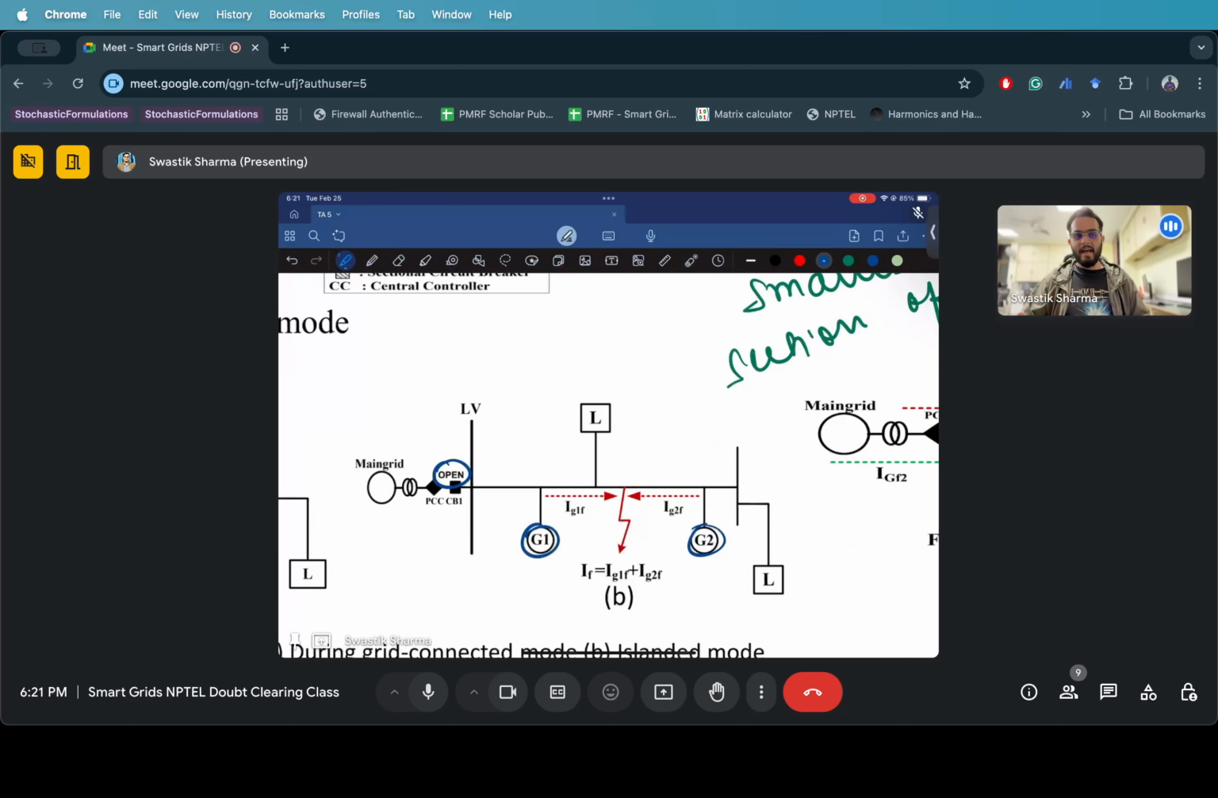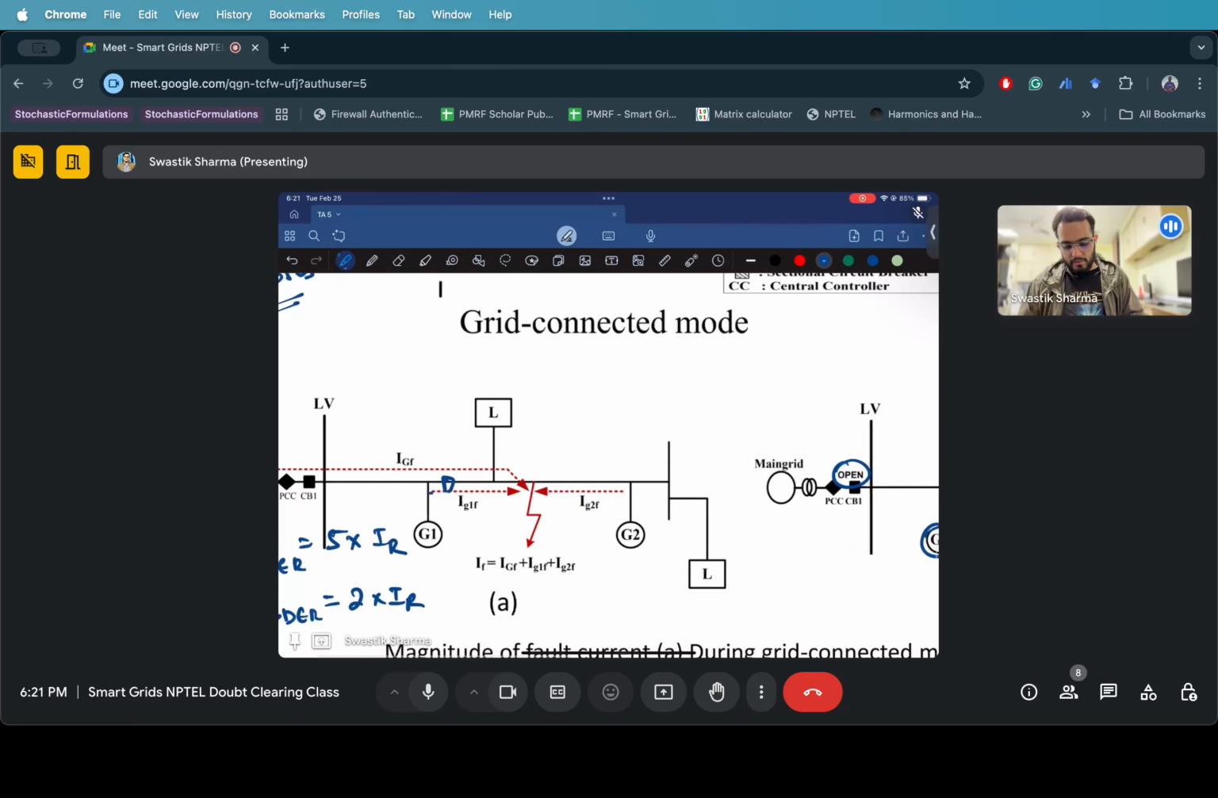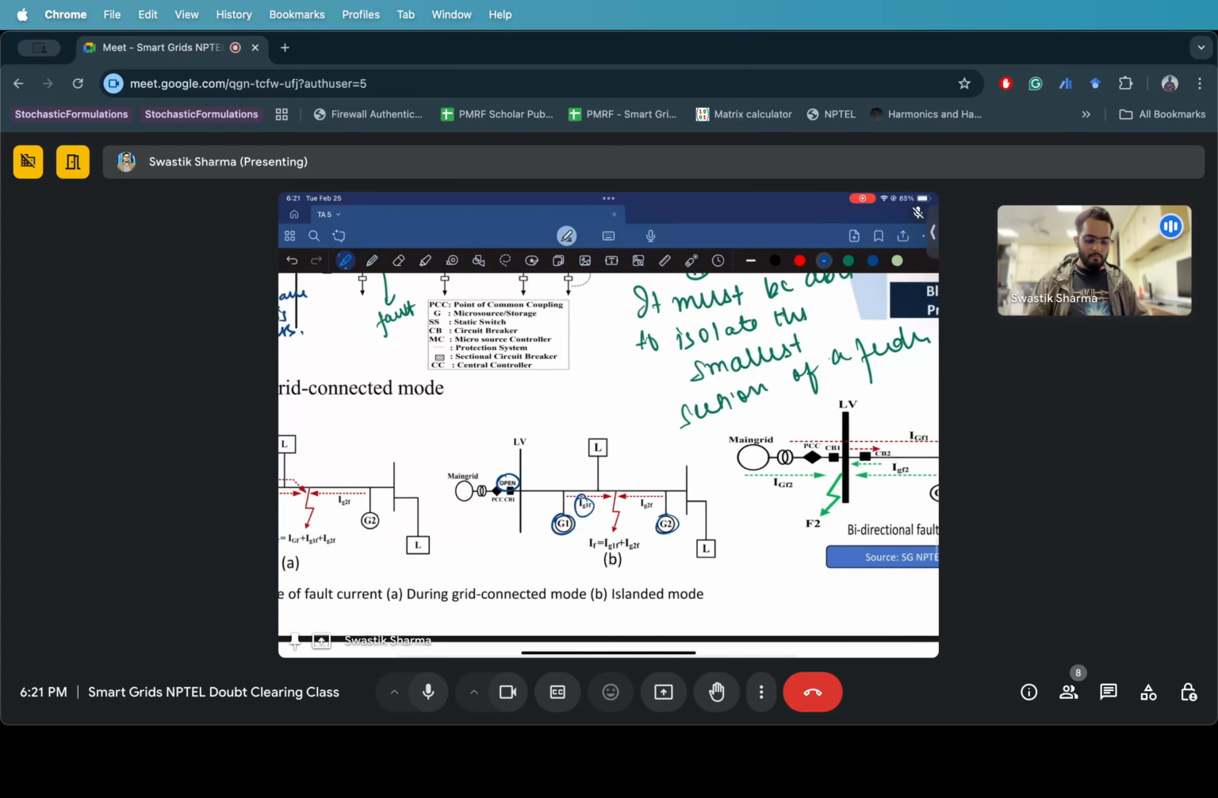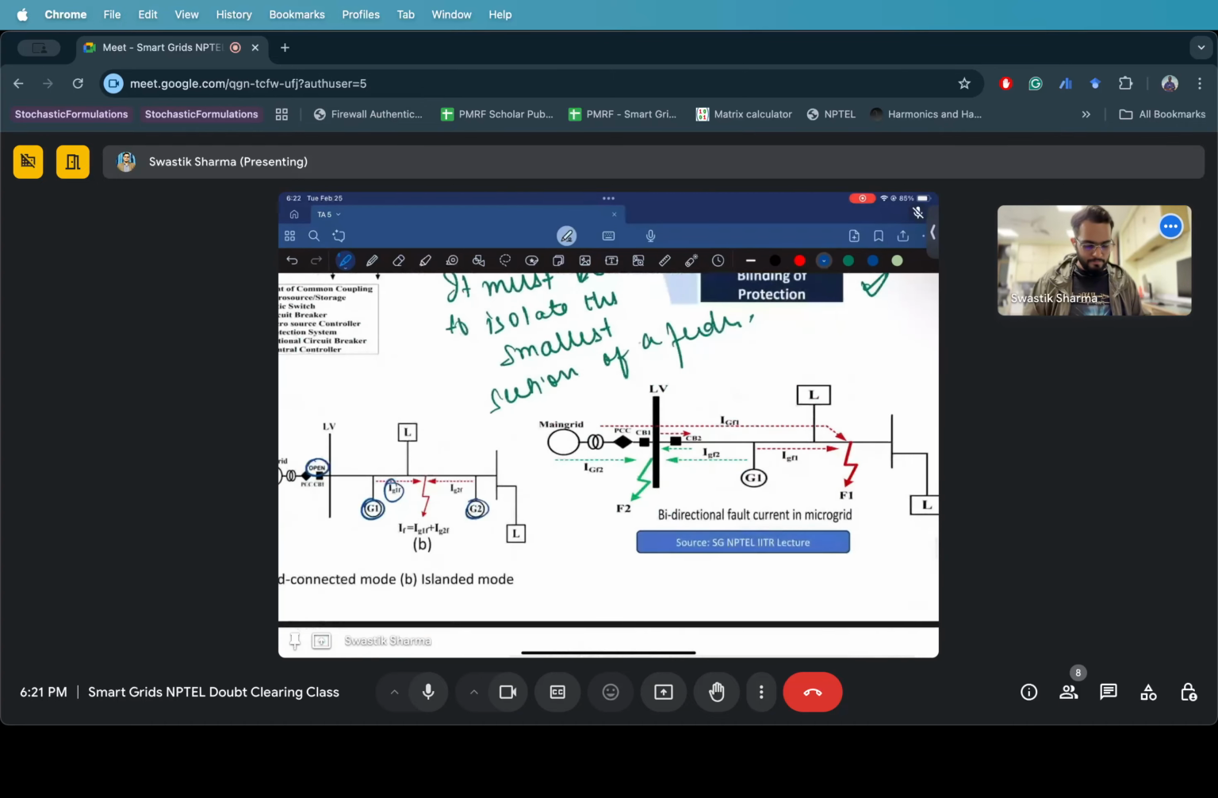That is why we discussed IDT, right? If there is some relay here, and it knows it's not connected to the main grid, that it's islanded in nature, it will be able to tell with this much current only whether it is experiencing a fault or not. Earlier it was experiencing much more current due to the presence of the grid fault current IGF, but now it's only experiencing IG1F. That is why we discussed islanding before.